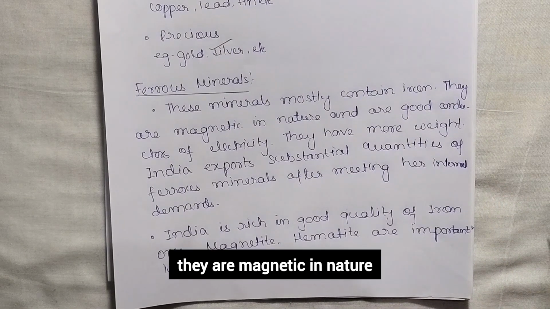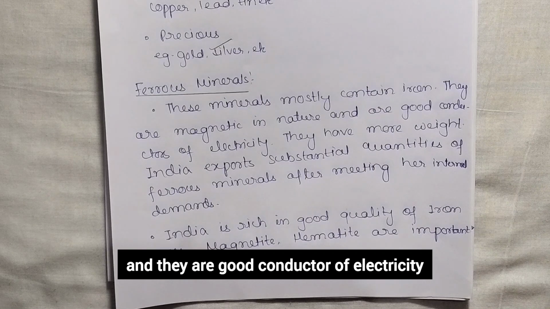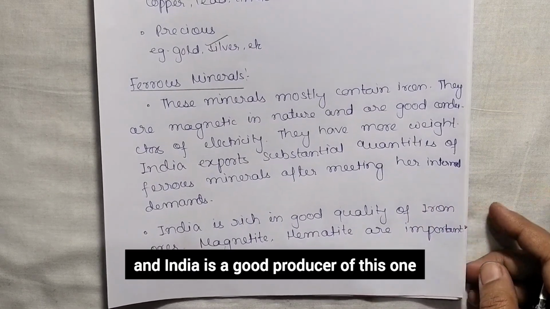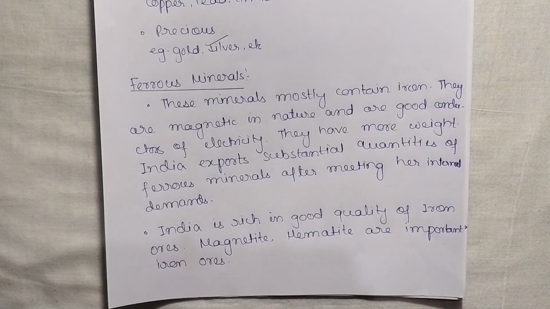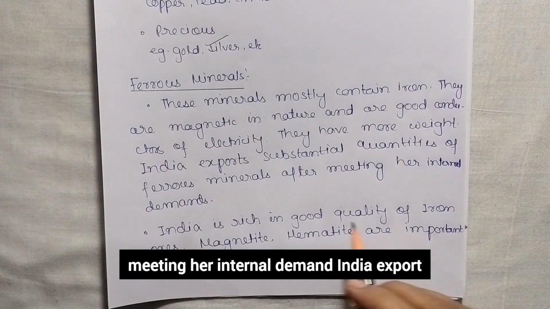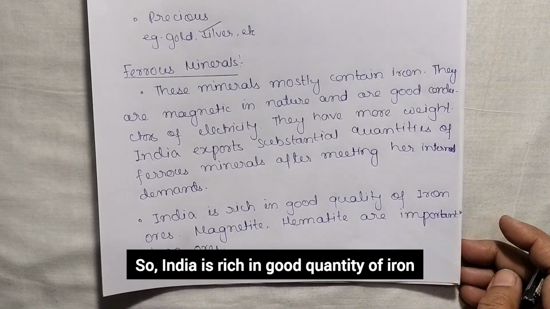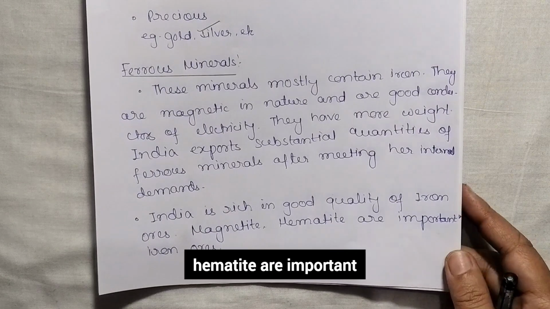Ferrous minerals are those which contain iron. They are magnetic in nature, and they are good conductors of electricity. They have more weight, and India is a good producer of ferrous minerals. That is, after meeting its internal demand, India exports a substantial quantity of ferrous minerals. So India is rich in iron. Ores like magnetite and hematite are important.